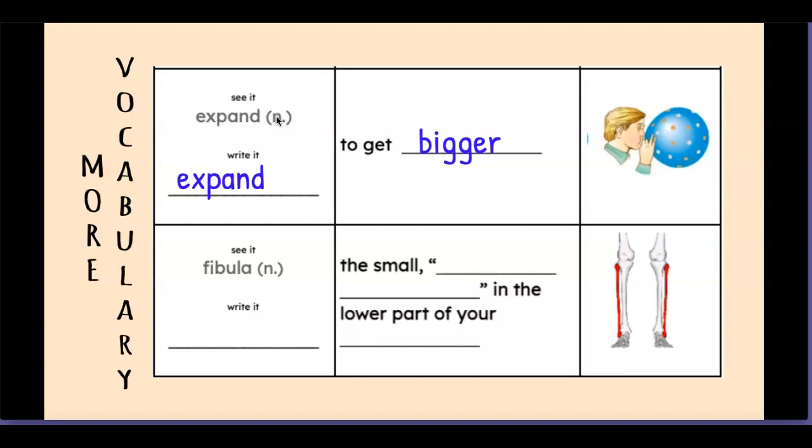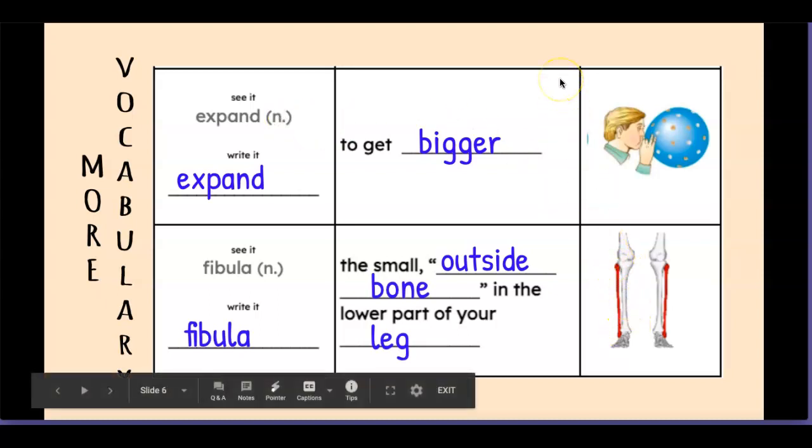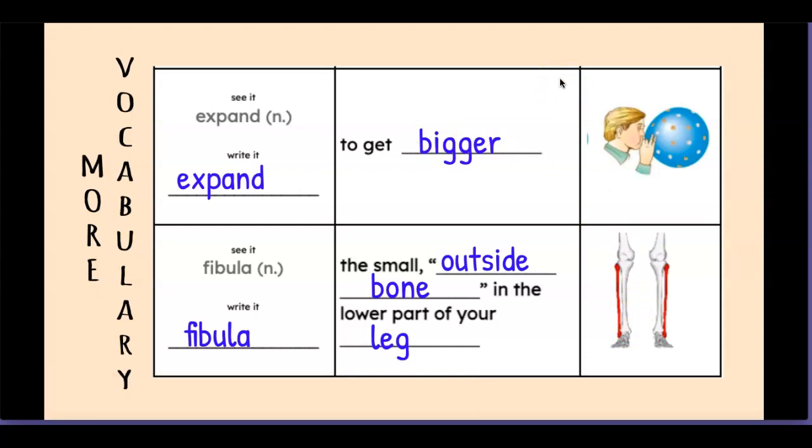Next is fibula. This is a noun. The small outside bone in the lower part of your leg. So it's the bone in the lower part of your leg. Fibula. Say it with me. Fibula.